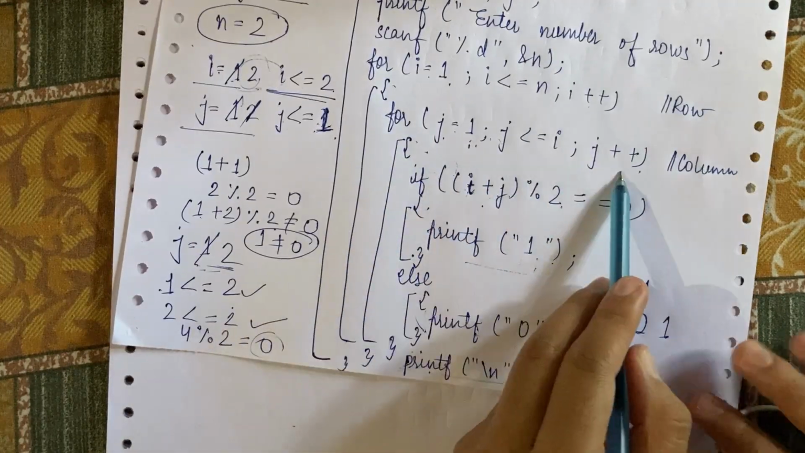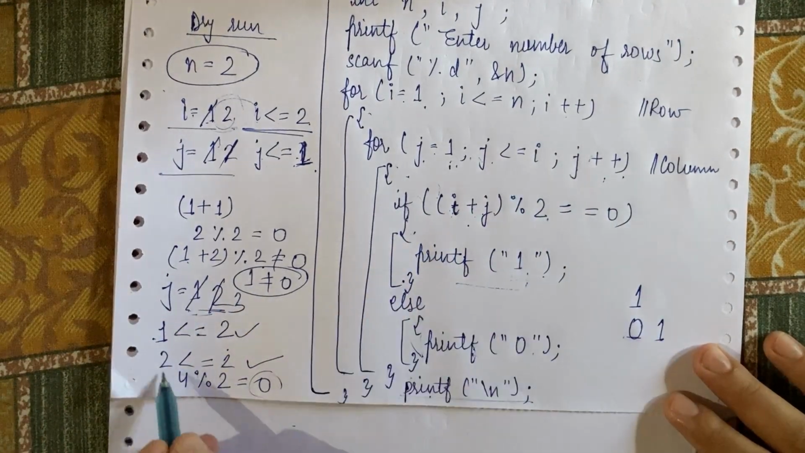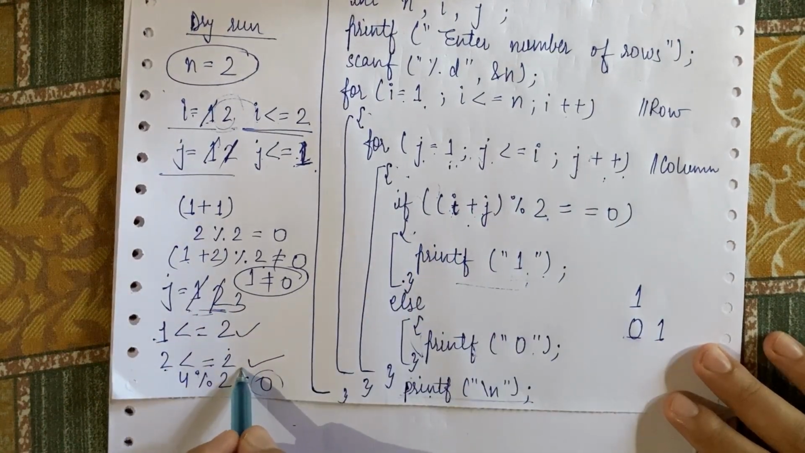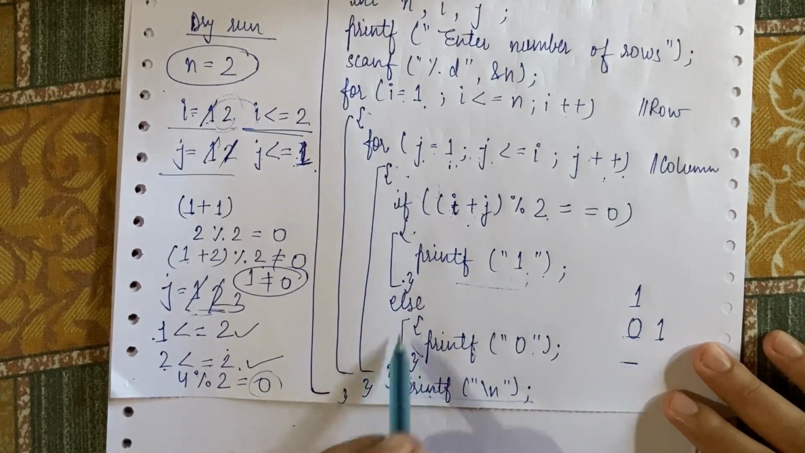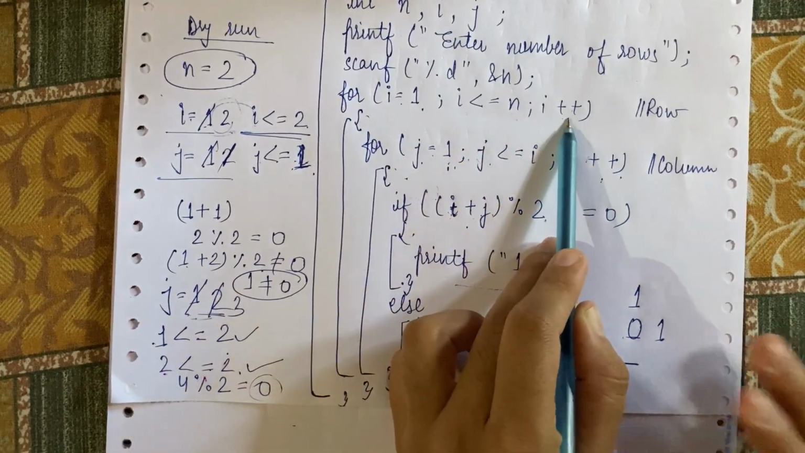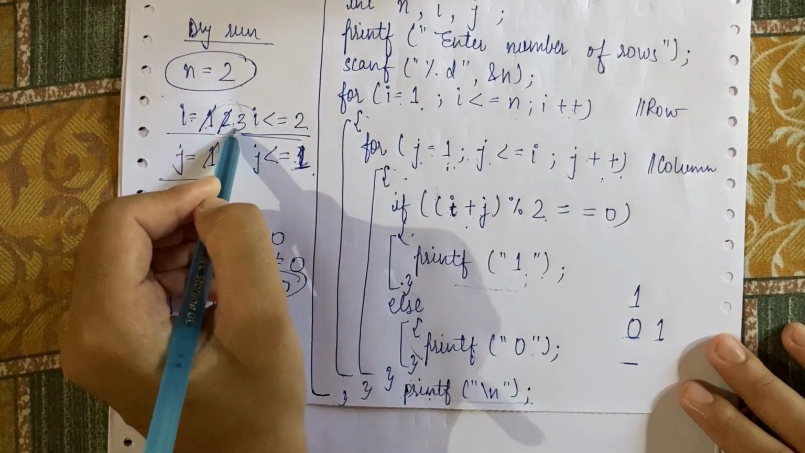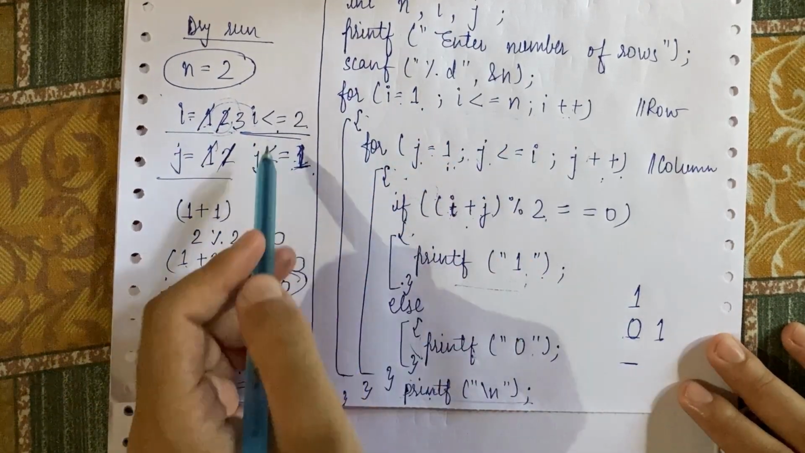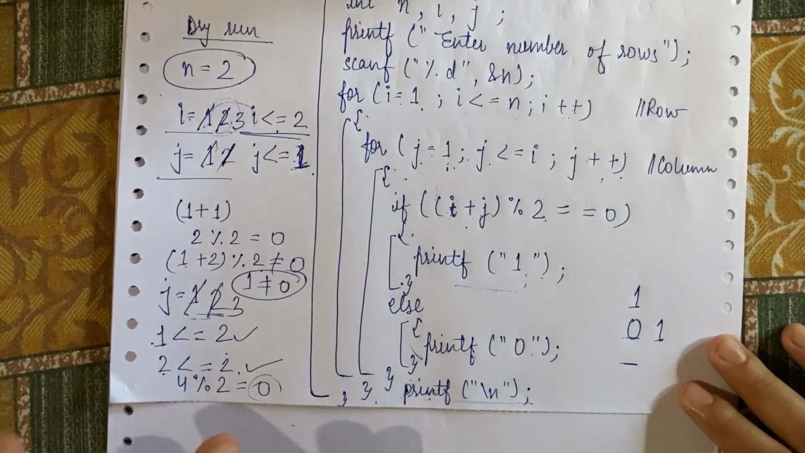Again it will check for another value of j. j is now 3. 3 less than or equal to 2 is false. It will come out of the loop, and the cursor will move to the next line. Again the condition will be checked for another value of i. i is incremented by 1, so i is now 3. 3 less than or equal to 2, the condition is false. Now it will come out of the loop and the code will end.